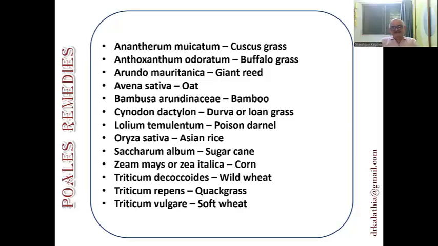So these are the remedies. Not only Triticum, but other grass groups also: giant reed, oat, bamboo, durva, even a lawn. In our garden, we have a lawn, right? The medicine is also prepared from that. Asian rice, sugar cane, corn also, popcorn, that is also medicine. Wheat is also there. So these are the grass group remedies. And bamboo also. Bamboo is one of the best remedies for back pain.